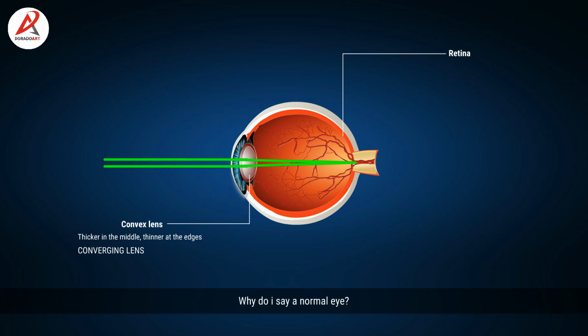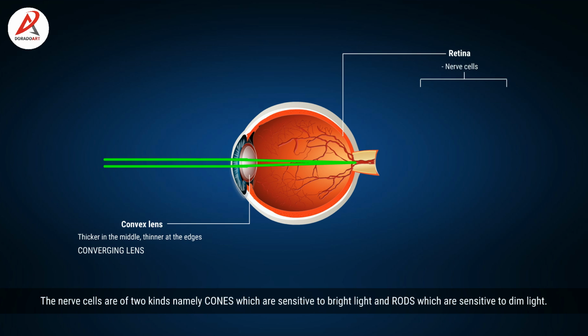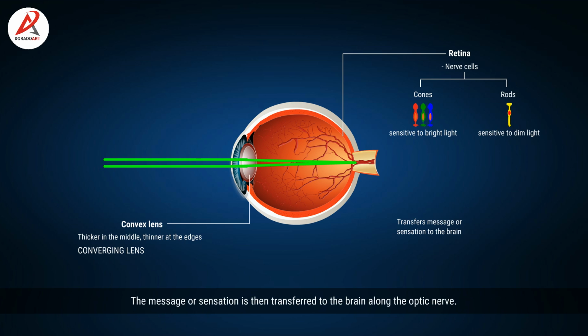Why do I say a normal eye? Well, in a defective eye, this point of focus may lie either in front of the retina or behind the retina. Let's go back to our normal eye where light is focused on the retina. The retina is at the back of the eye and marks the inner layer of the eyeball. The retina contains lots of nerve cells that sense the light. The nerve cells are of two kinds, namely, cones, which are sensitive to bright light, and rods, which are sensitive to dim light. The message or sensation is then transferred to the brain along the optic nerve.